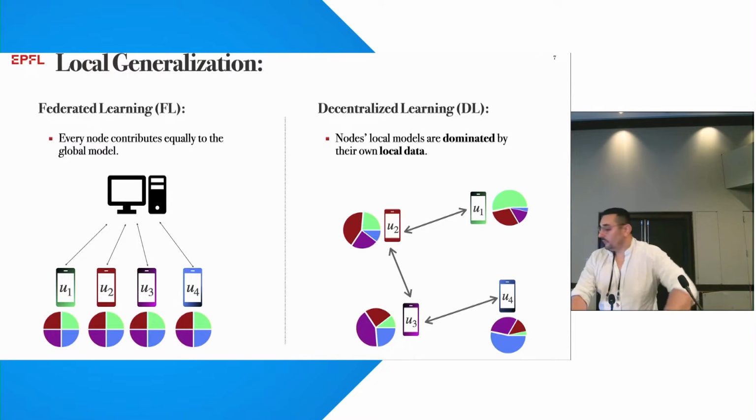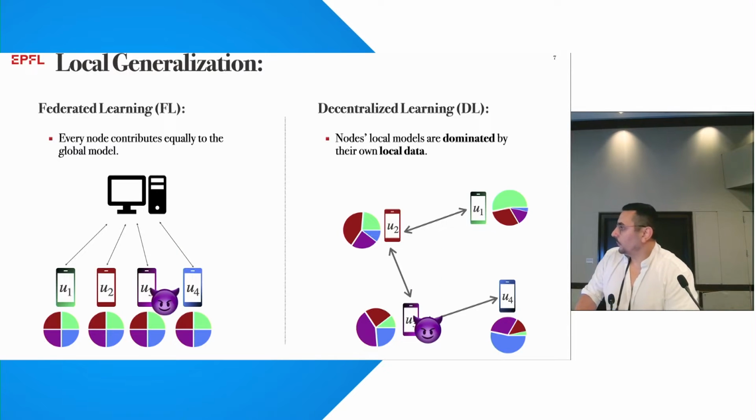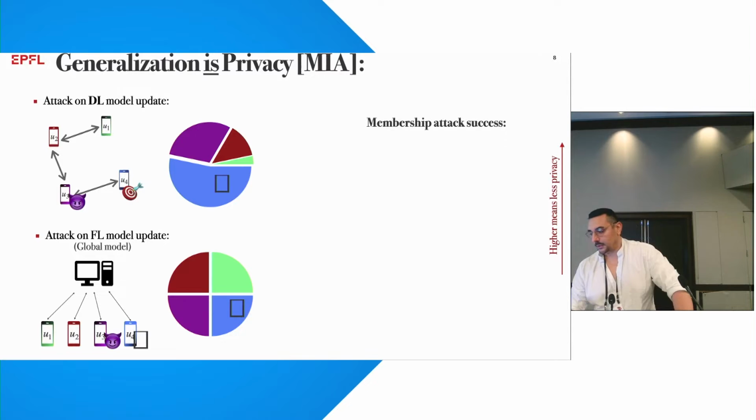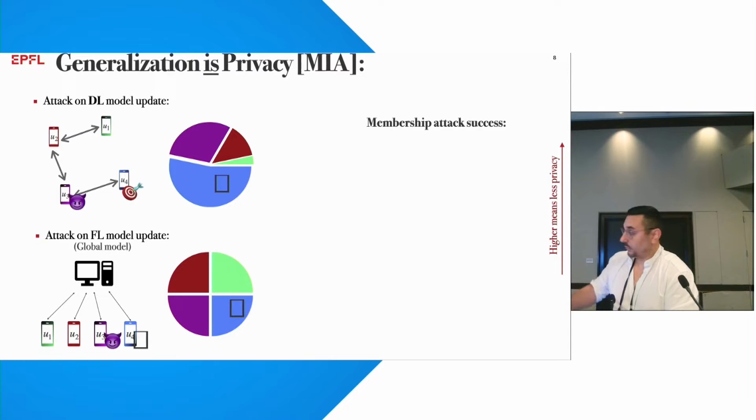Now, coming back to FL, in FL we have a single model, and users contribute equally to this global model. However, in DL, we have a set of local models, and every local model maintains more information about the owner of the local model. And this matters when we start considering adversaries in the system. Indeed, if the adversary has access to the system, the adversary also has access to the model updates that those users produce.